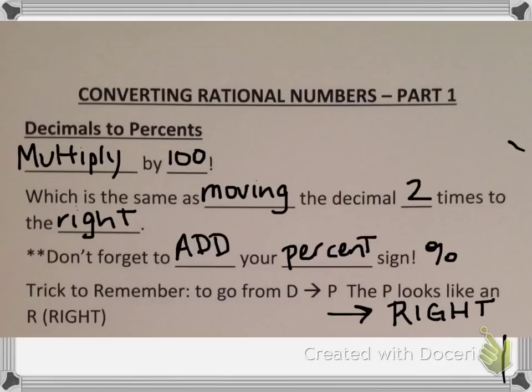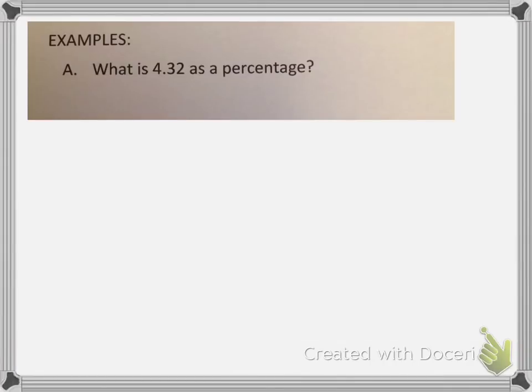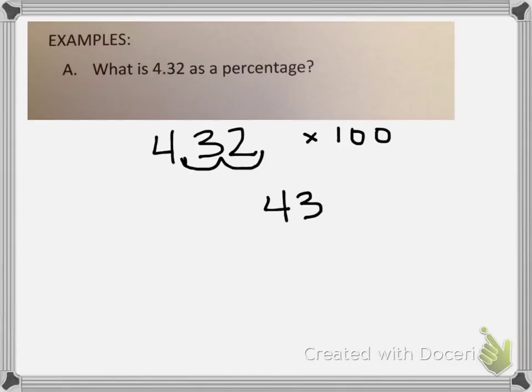All right, let's look at some examples of turning some decimals to percents. Our first question is, what is 4.32 as a percentage? So we're going to write our number. And remember, we're multiplying by 100, which is the same as moving that decimal 2 times to the right. So we're going to move it 1, 2, and our answer would be 432%. Okay, let's look at another example.